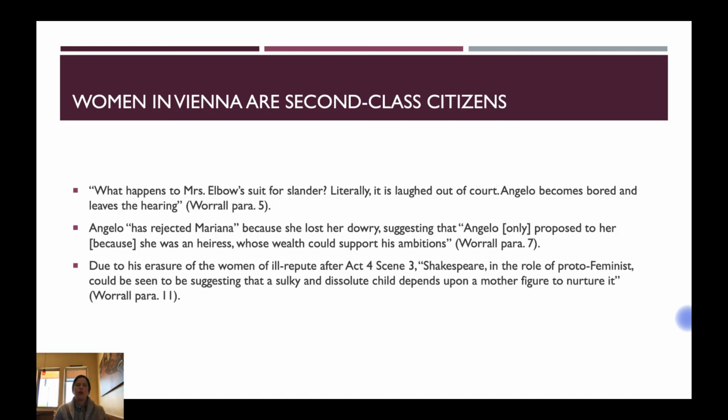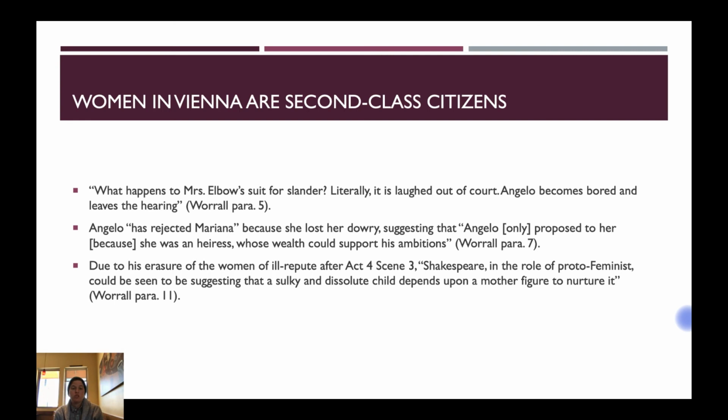So how did he talk about how women in Vienna are second-class citizens? Well, he says, what happens to Mrs. Elbow's suit for slander? Literally, it's laughed out of court. Angelo becomes bored and leaves the hearing. Sure, Elbow uses malapropisms, so he uses words improperly throughout his deposition, I guess. But essentially, Angelo leaves, and what happens? Absolutely nothing. So it shows total disregard for the fact that Mrs. Elbow was slandered by someone else. And this shows an utter disrespect for women.